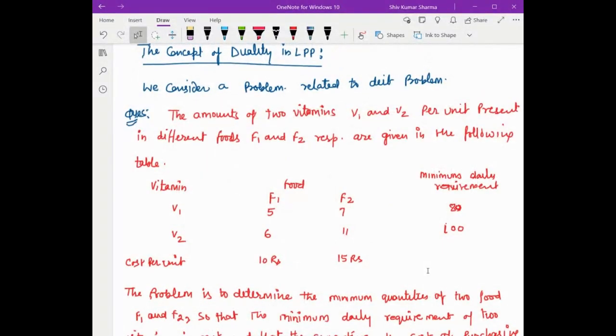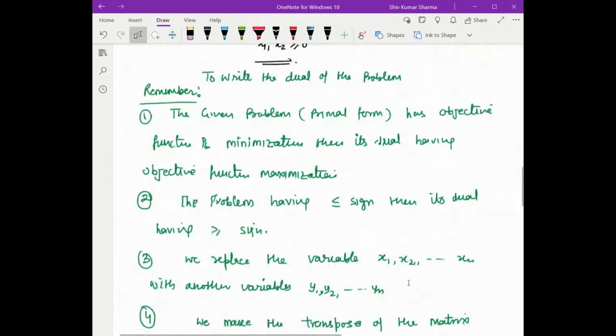So first we formulate this problem, and after formulating we write the dual of this problem. Before writing the dual, we should be familiar with the terminology, these steps. The given problem is known as the primal form, having objective function minimization, and the dual is maximization. And if the problem is less than equal to, we write the dual as greater than, or vice versa.